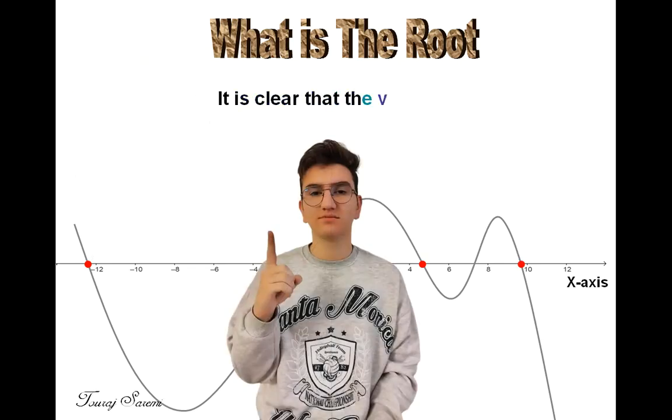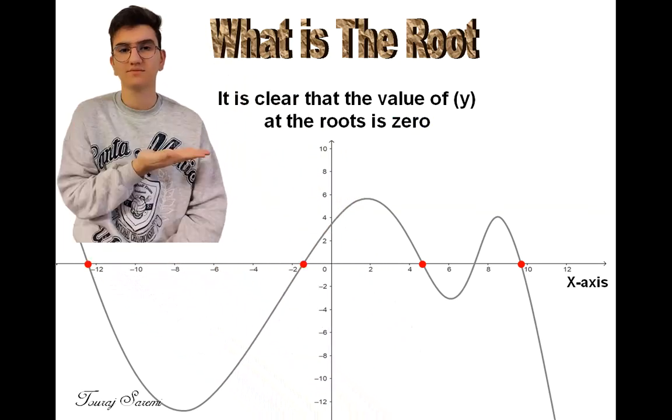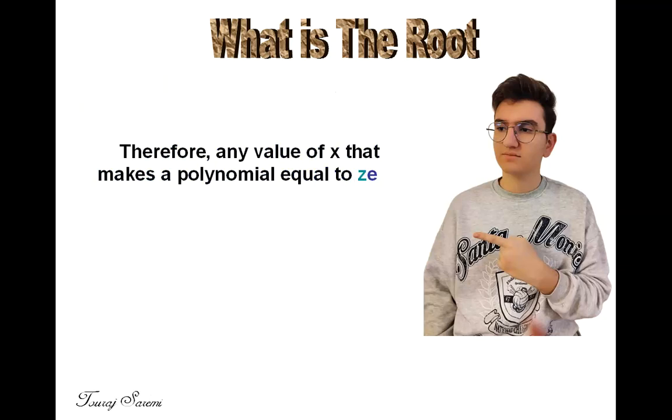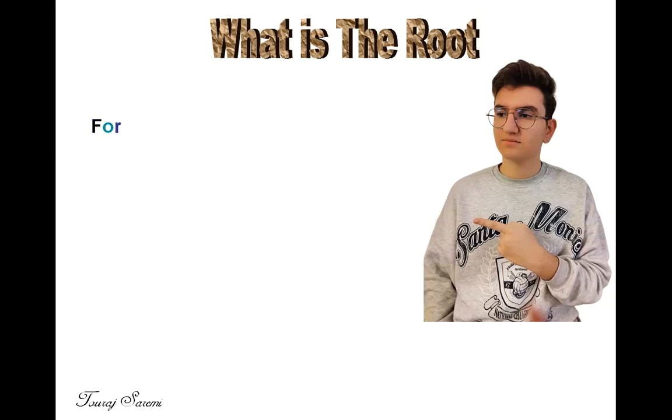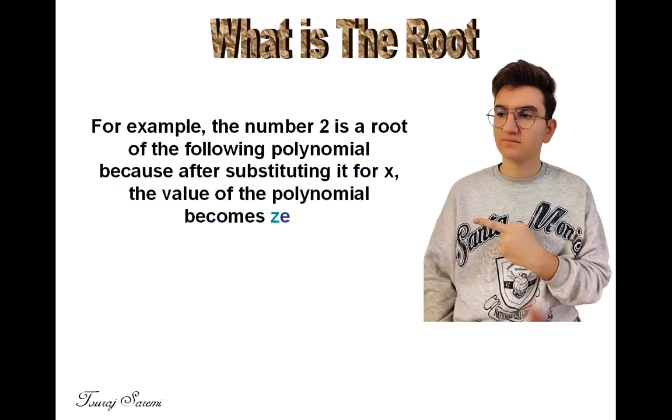It is clear that the value of y at the roots is 0. Therefore, any value of x that makes a polynomial equal to 0 is a root of that polynomial. For example, the number 2 is a root of the following polynomial because after substituting it for x, the value of the polynomial becomes 0.